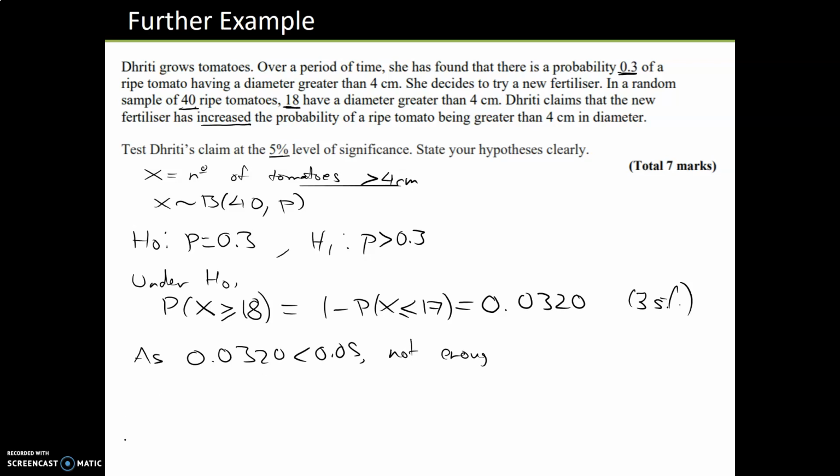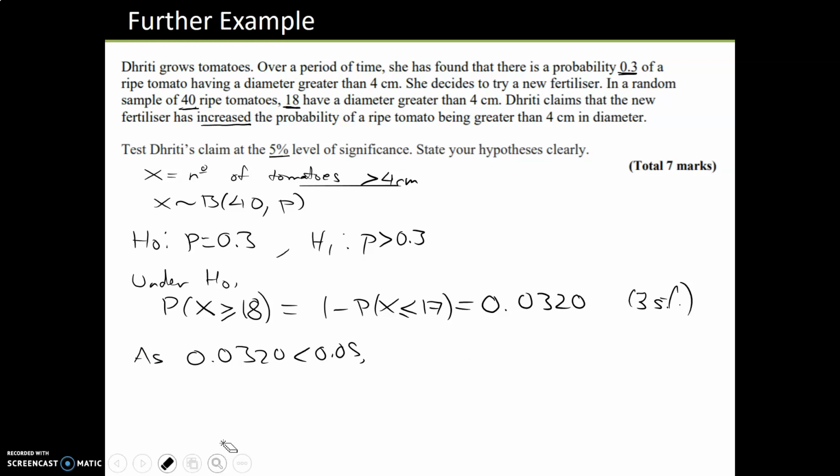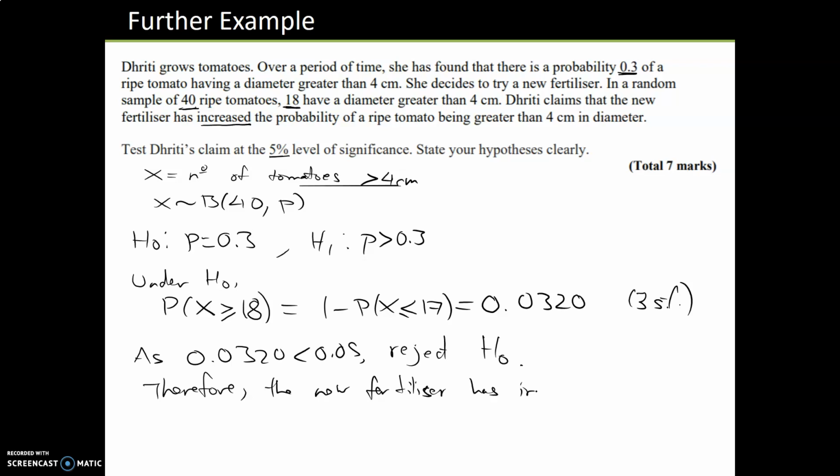Oh, whoops, nope, wrong. That is not right. Because this is unlikely enough, we do reject the null hypothesis. Reject H0, or enough evidence to reject H0. So that's part 1. Therefore, my conclusion is in context. Looking back at my question, she claims the new fertilizer increased the probability of a ripe tomato. So the new fertilizer has increased the probability.